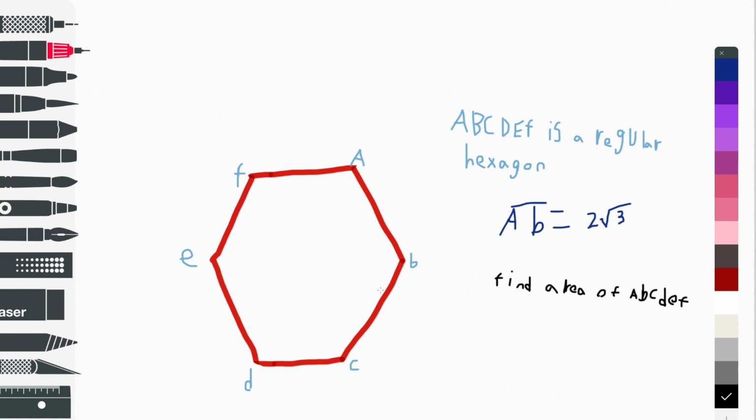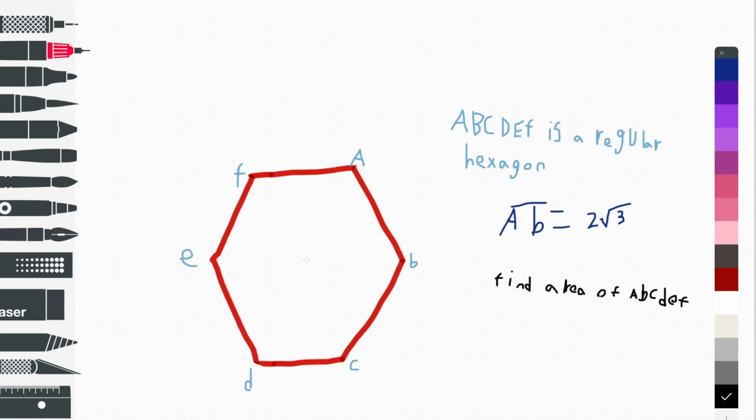It tells us that segment AB, which is this one right here, is 2 square roots of 3. And when they say that, they actually mean the whole thing, because all the sides, like FA, EF, CD, all of those are equal, because ABCDEF is a regular hexagon. And it says find the area of ABCDEF.